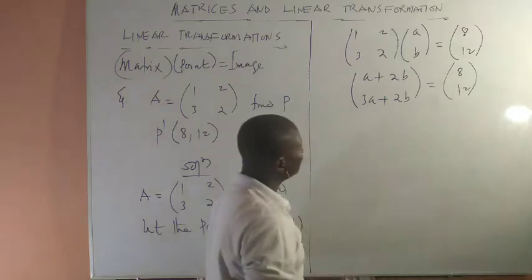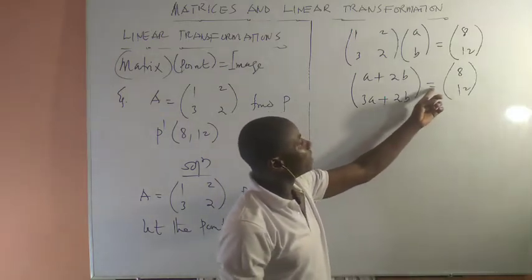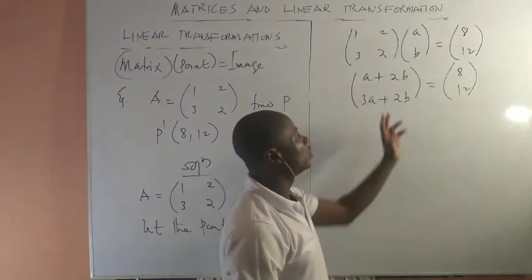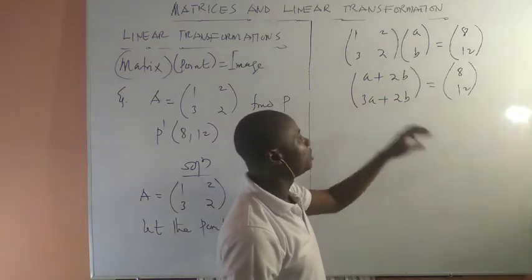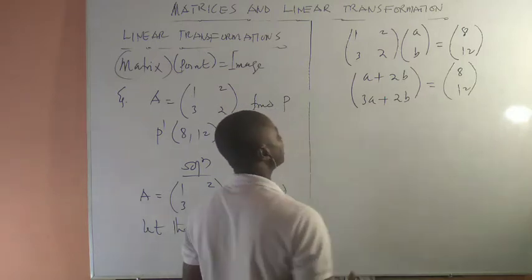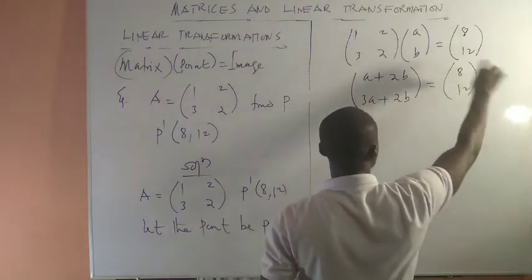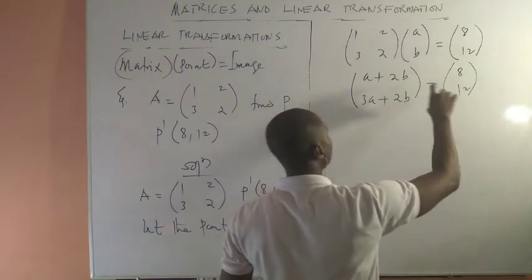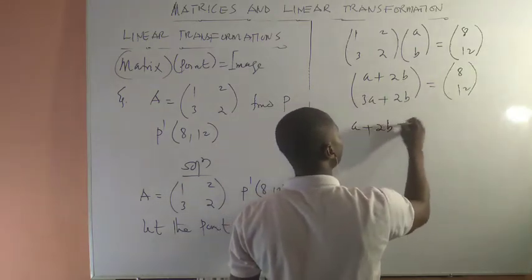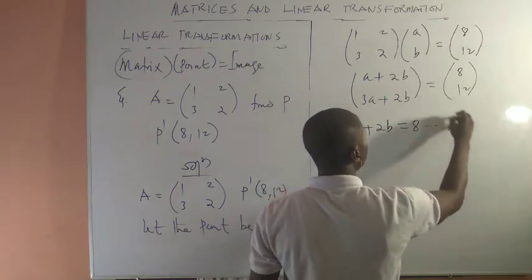Now, you realize that the equality also exists between the left and the right. With the equality of matrices, two matrices are said to be equal if and only if their corresponding entries are the same. What do you mean by that? It means that the first row can be equated to the first row. The second row can also be equated to the second row. So we have A plus 2B equals 8. And this will be our first equation.